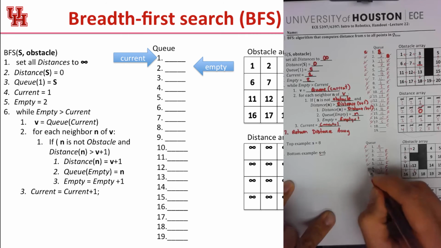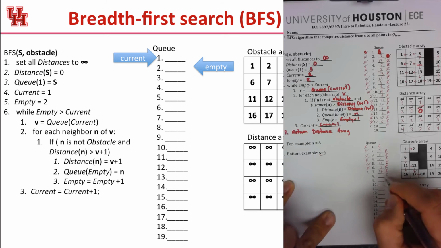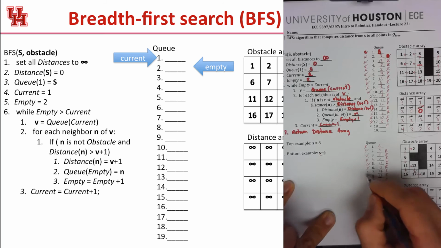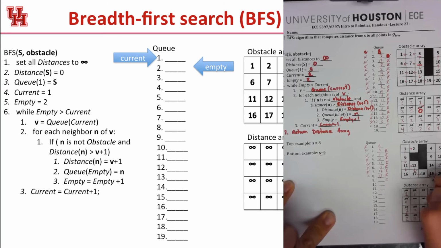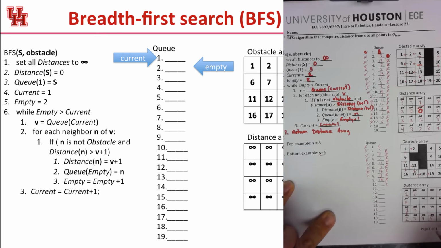So now we're going to look at 16. 16, there's nothing that can expand. So now we're going to look at 17. 17, infinity is certainly greater than 3. So we'll set that to 4. And we'll add 18 here, increment our empty pointer. And there's no other neighbors that 17 can expand. So now we're going to look at 18. We can expand that one to 19 because 4 plus 1 is 5, which is less than this. So we'll set 5 here. We'll add 19 here, increment our empty pointer. Nothing else we can expand here.